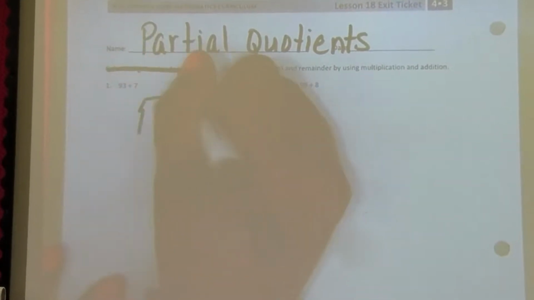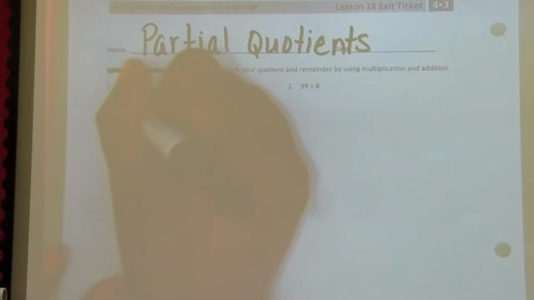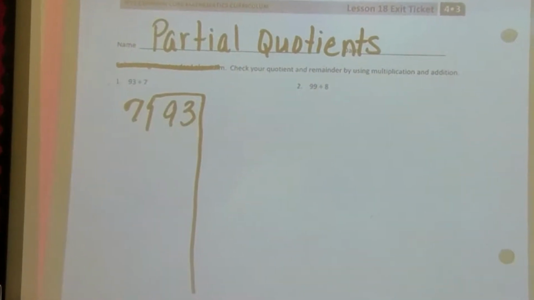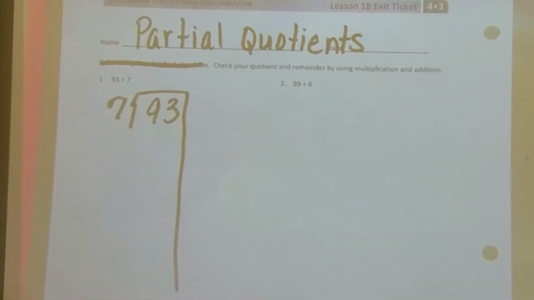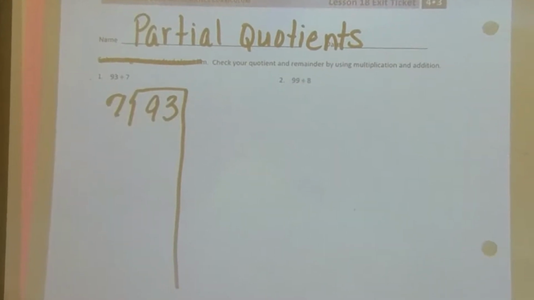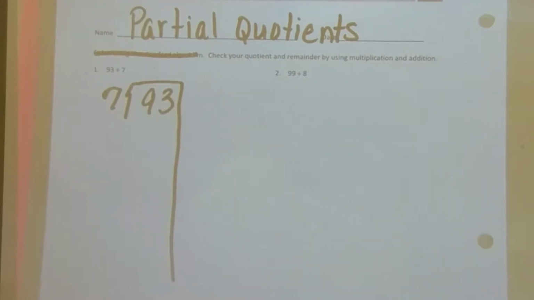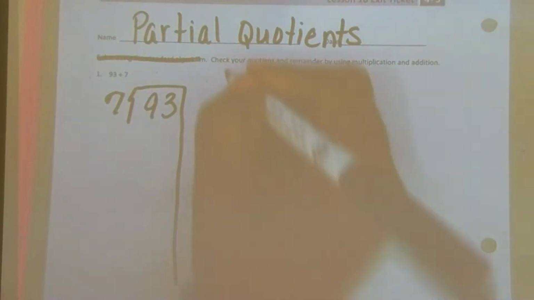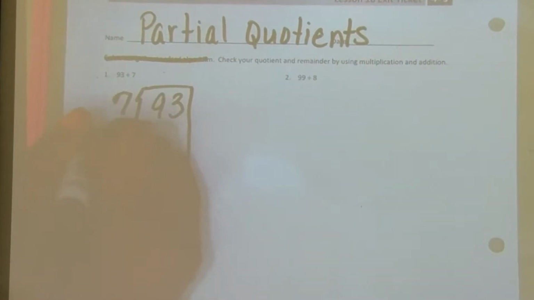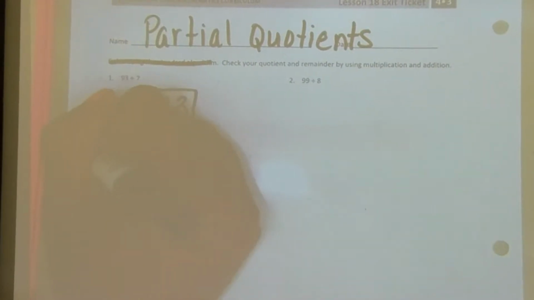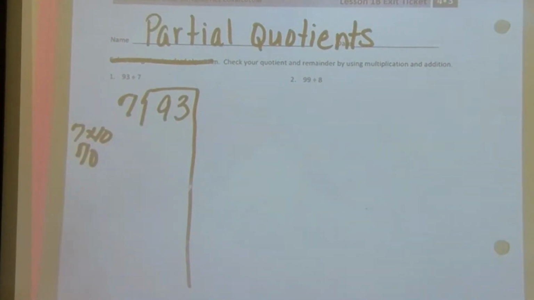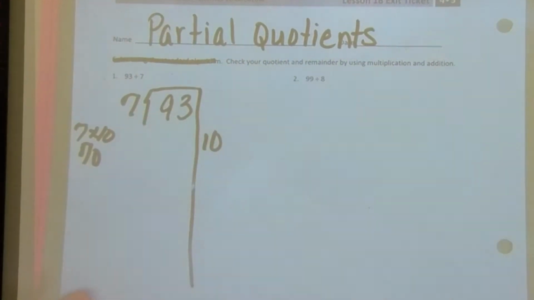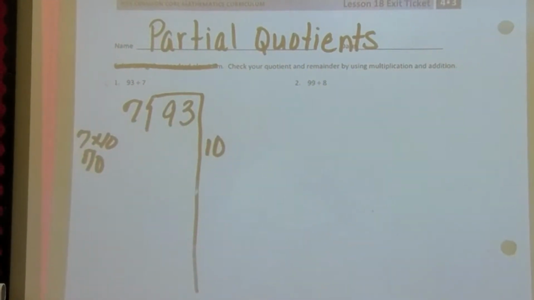What we would have the students do is think of 7 multiplication facts that they know. We suggest that they use friendly numbers, numbers that end in zeros if at all possible. So for example, most students would know that 7 times 10 is 70. So in this problem, that tells me I can get at least 10 groups of 7 from 93.